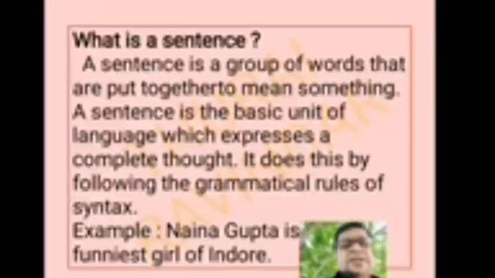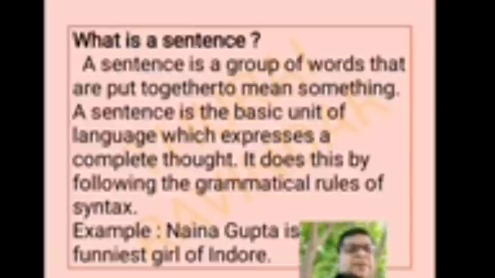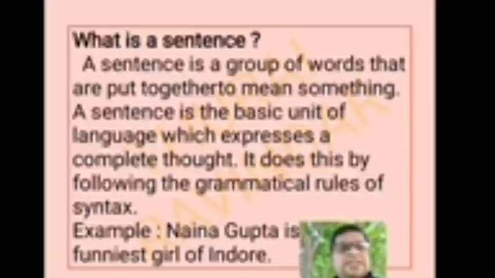And what is a sentence? A sentence is a group of words that are put together to mean something. What is a word? A word is a combination of some alphabet letters. A sentence is a combination of some words. When we combine some words, it becomes a sentence.